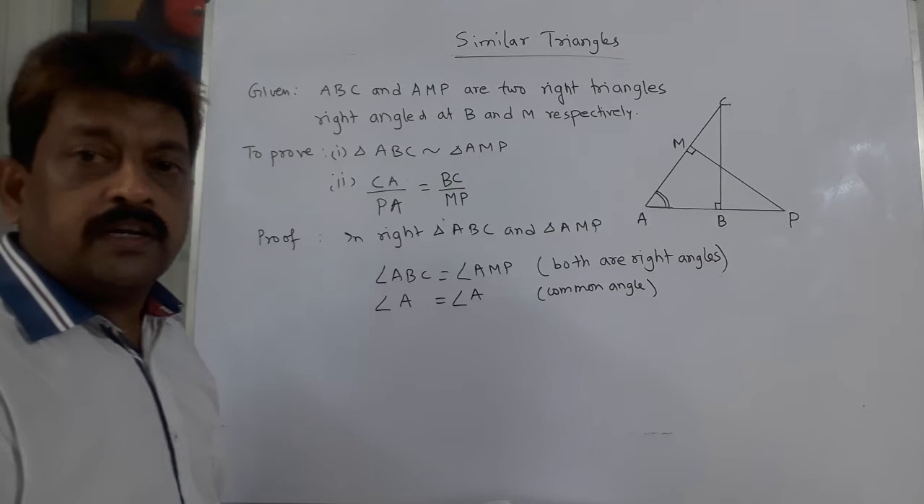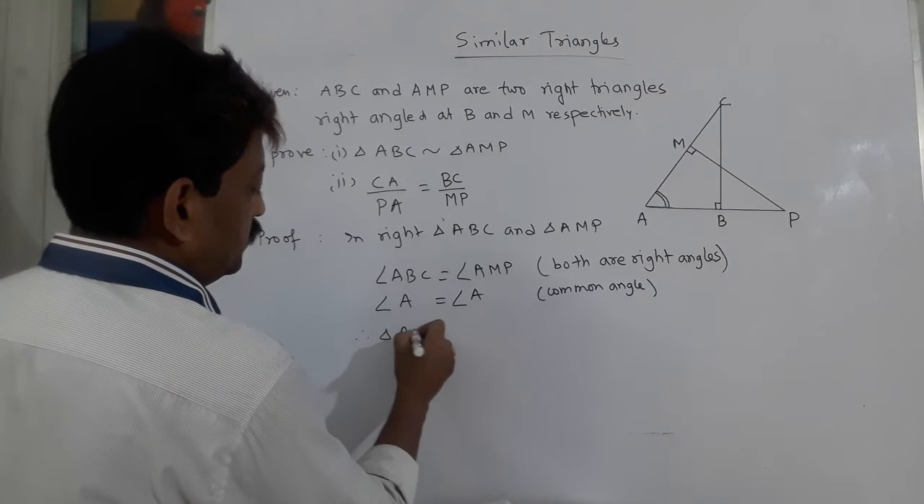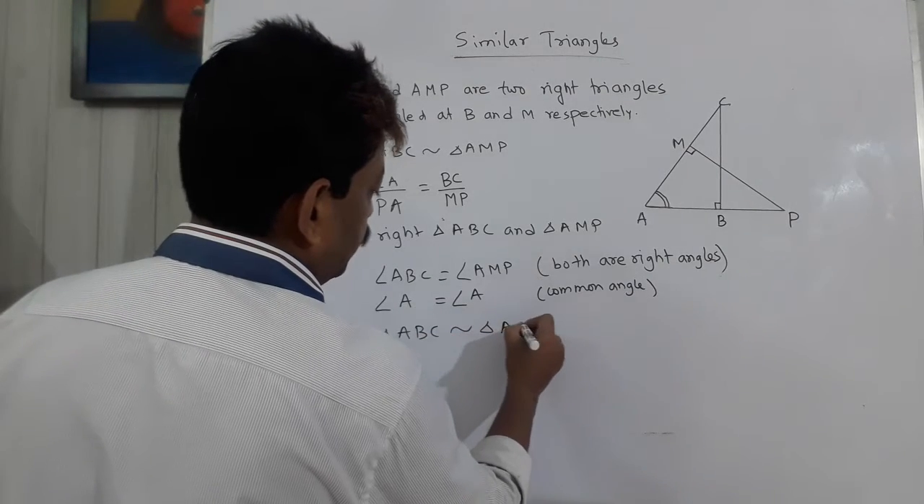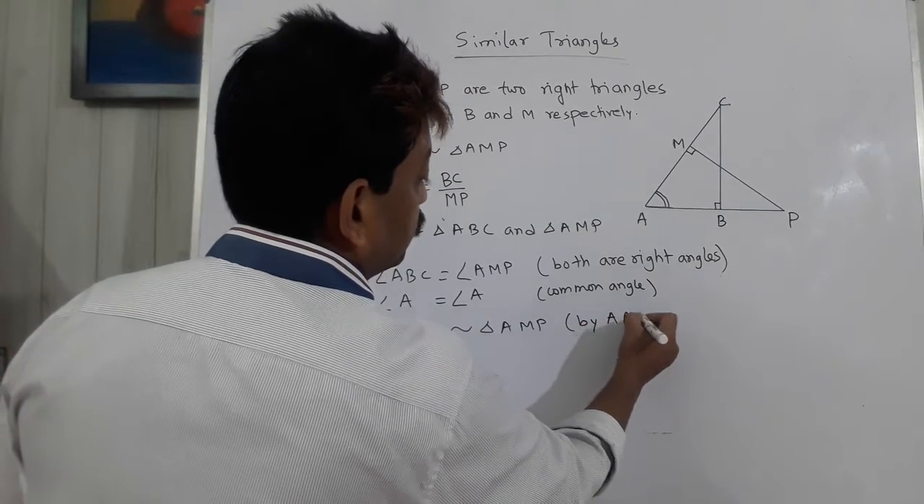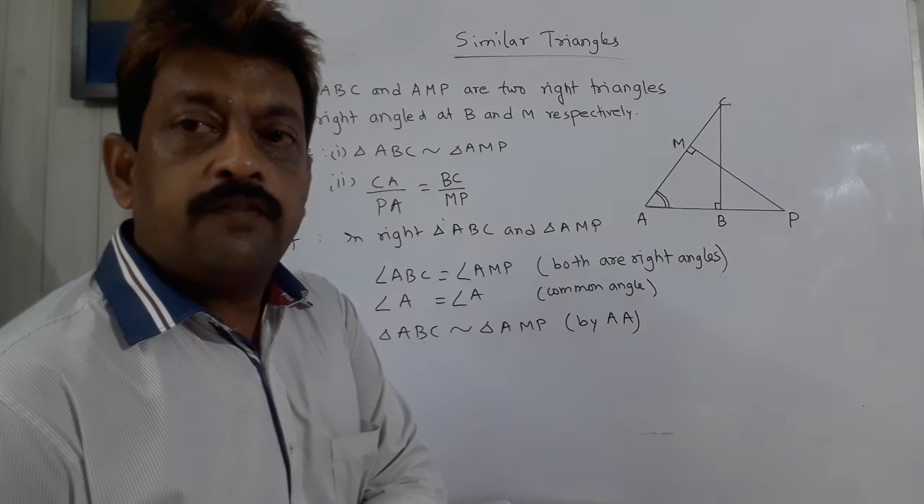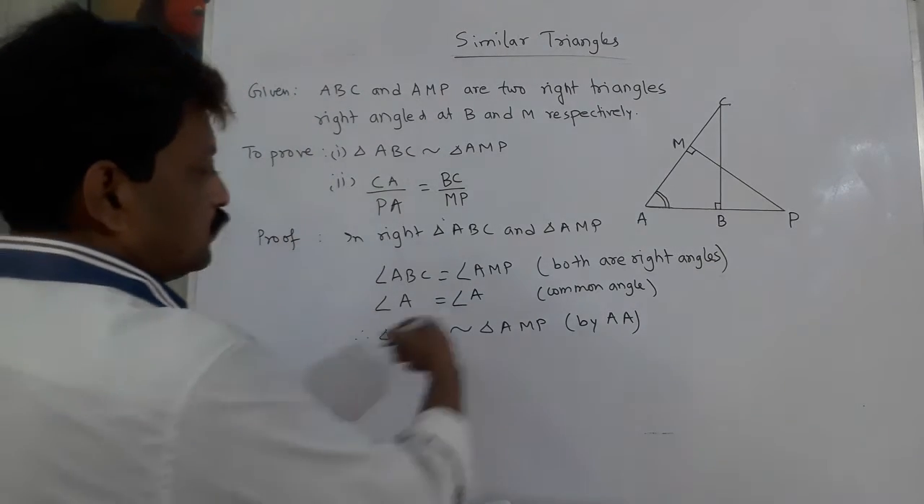Therefore, two angles of both the triangles are equal. Hence, we can write, therefore, triangle ABC is similar to triangle AMP by angle. We know that we can prove two triangles similar if two angles are equal. Okay, so the first one is proved.